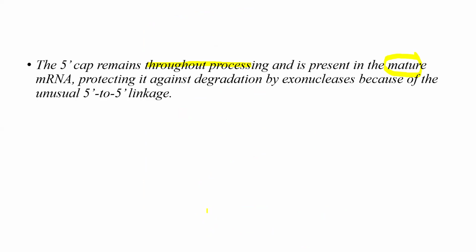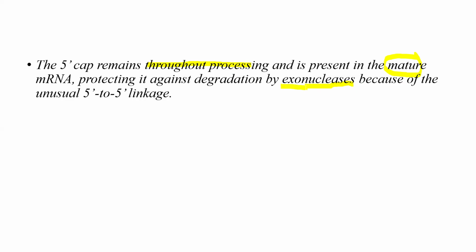What role does it play there? It protects the mRNA from the 5' end from degradation by exonucleases. Nucleases are the enzymes which can degrade nucleic acids. Here we are talking about mRNA, so we are talking about nucleases that can degrade RNA, RNases, ribonucleases. There are exonucleases, there are endonucleases. Exonucleases are the nucleases which can cleave the nucleic acid from the end, whereas endonucleases are the nucleases which can cleave the nucleic acid from somewhere in between.